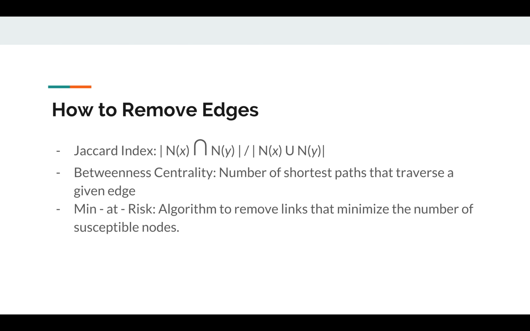And lastly, we implemented the MinRisk algorithm laid out in the paper we mentioned. In this algorithm, we basically iterate over all the edges and at each iteration, we remove that edge and estimate the final reduction in the number of susceptible nodes by random sampling. It's a very expensive algorithm because you're repeatedly iterating over all of the edges in the graph and removing them, and then doing random sampling.